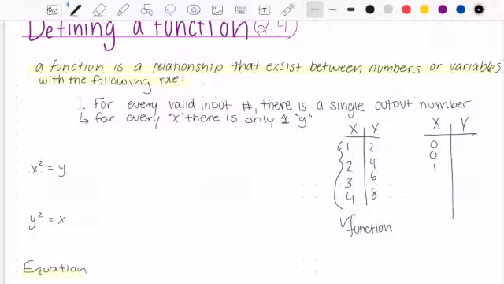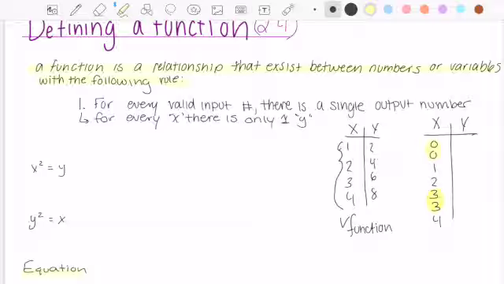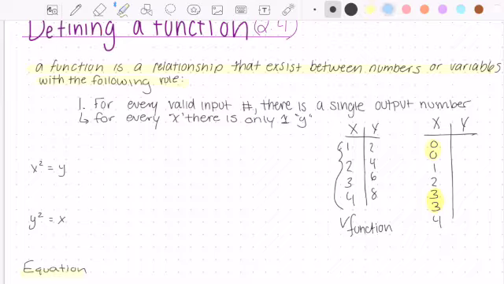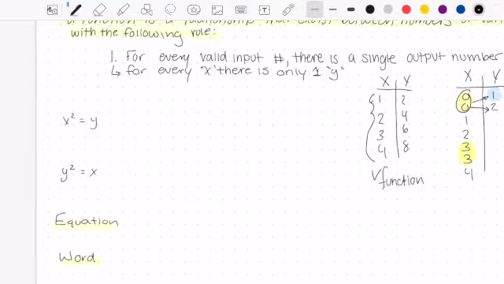What I don't want to see when I'm looking for functions is something like this, where I've got 0, 0, 1, 2, 3, 3, 4. Because our x values are repeated or doubled up here, this is not a function. So for every x, there is only one y. This might be 1 and 2. So for this x value of 0, there are 2 different y values. This is just a sample one.